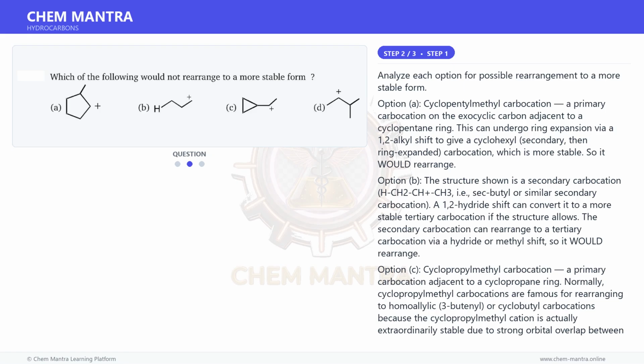Option C. Cyclopropylmethyl carbocation, a primary carbocation adjacent to a cyclopropane ring. Normally, cyclopropylmethyl carbocations are famous for rearranging to homoallyl, 3-butenyl, or cyclobutyl carbocations, because the cyclopropylmethyl cation is actually extraordinarily stable due to strong orbital overlap between the cyclopropane ring and the empty p orbital. In fact, the cyclopropylmethyl carbocation is more stable than the cyclobutyl or homoallyl carbocations it could rearrange to.